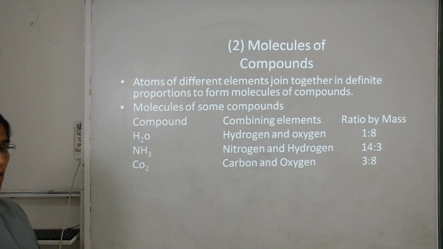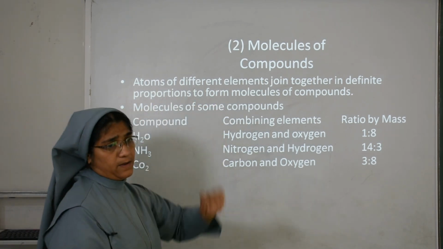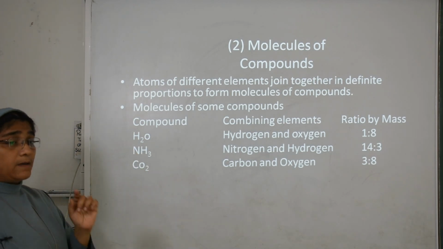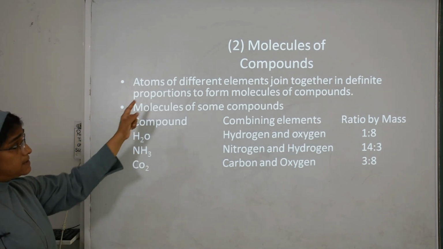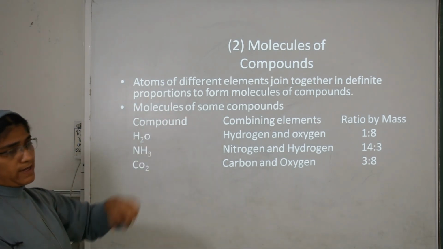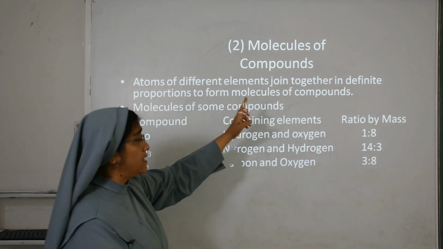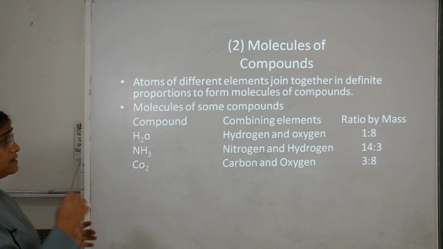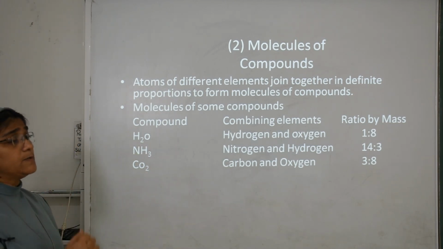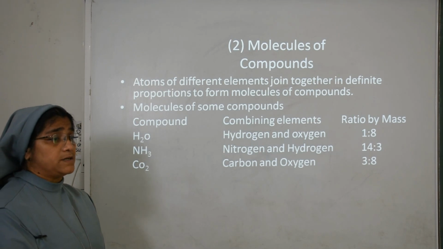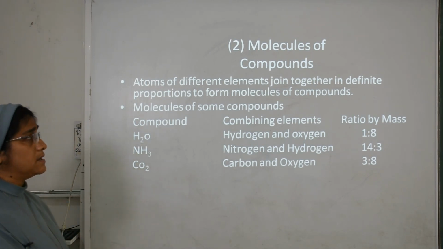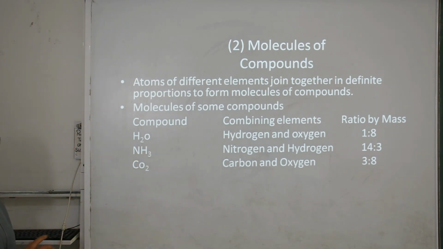Now next, we already studied molecules of elements. Next, molecules of compounds. Molecules of elements, we studied, are atoms of the same element joined together. Now molecules of compounds means atoms of different elements joined together in definite proportion. Definite proportion means it will be constant. It cannot be something more than this. So atoms of different elements join together in definite proportion to form molecules of compounds.